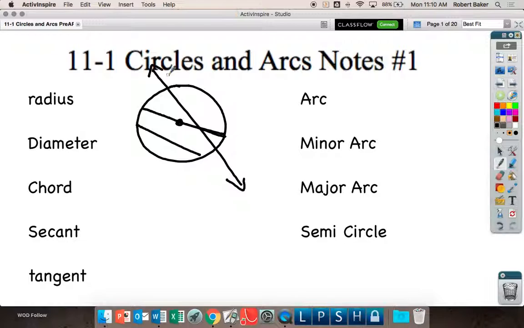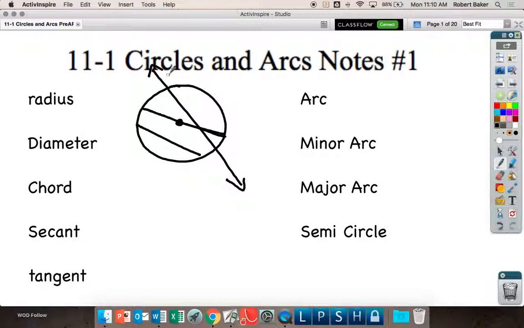Now, all secants contain chords. A chord is the part that goes edge to edge. The secant is the whole line. So radius is a segment, chord is a segment, diameter is a segment, but secant is a line. Following? Yeah? Still fun?